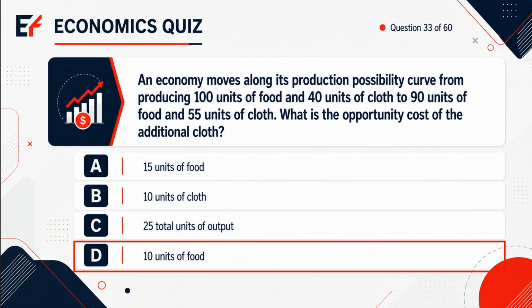Let's track what the economy gives up. The economy increases cloth production from 40 units to 55 units, so it gains 15 units of cloth. But food production falls from 100 units to 90 units, so it sacrifices 10 units of food. Option D is correct because opportunity cost is measured by what is given up to obtain the extra output. Option A confuses the gain in cloth with the cost in food. Option B states the sacrificed amount but uses the wrong good. Option C adds the changes together, which is not how opportunity cost is measured. The key point is that opportunity cost is the lost alternative, not the new output gained.